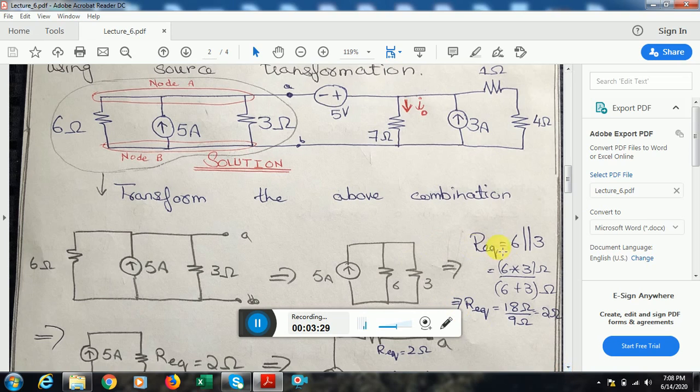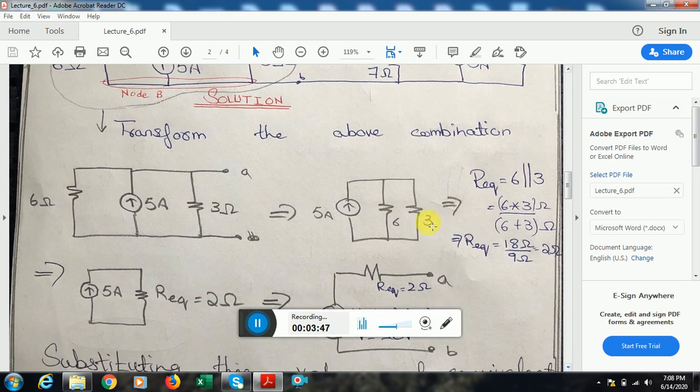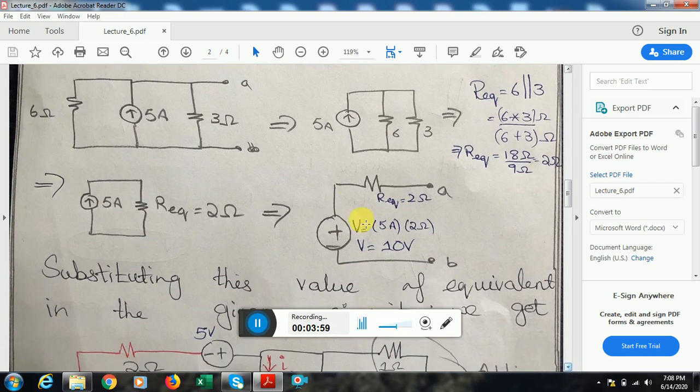So looking at the circuit, I can see that this is all one node and this is all one node. So what I would like to do is take these three things. This 6 ohm is parallel to 3 ohm. So first of all, I would like to solve the 6 and 3 ohm resistor parallel combination by using the formula for finding equivalent resistance. I get that R equivalent becomes 2 ohm over here. So the circuit simplifies. I've transformed the two resistances, 6 ohm and 3 ohm, into a new 2 ohm resistor.